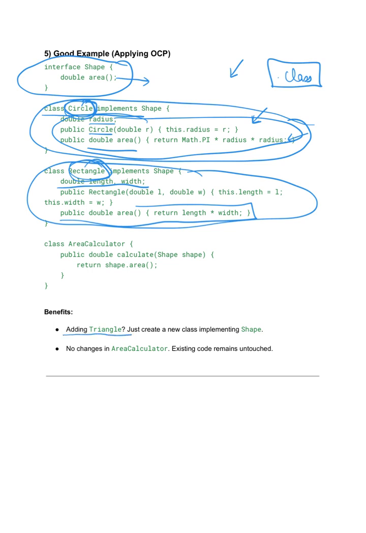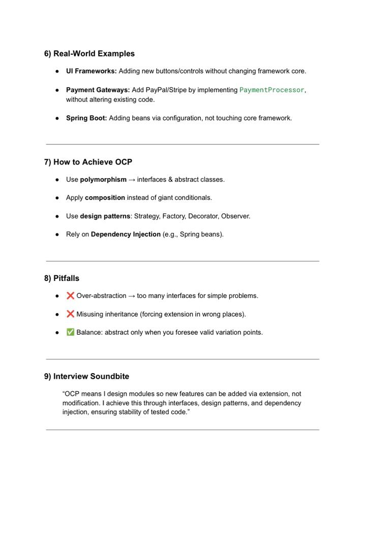If you are adding a triangle, just create another class which implements the Shape interface, and there is no need to change AreaCalculator. It exists the same. Let me give you a few real world examples. In UI frameworks, adding new buttons and controls without changing the framework core is an example of the open close principle, where you keep on adding new buttons without changing the framework core.